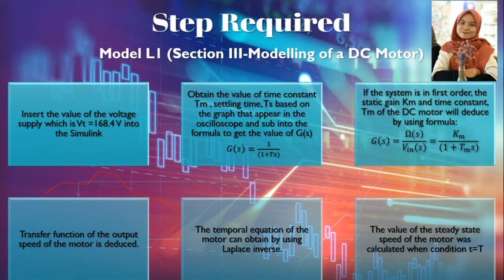Then, if the system is first order, the static gain and time constant of the DC motor will be deduced by using this formula. After that, the transfer function of the output speed of the motor is deduced. Then, the temporal equation of the motor can be obtained by using the inverse Laplace. Last but not least, the value of the steady state speed of the motor is calculated when the time is equivalent to the time constant.